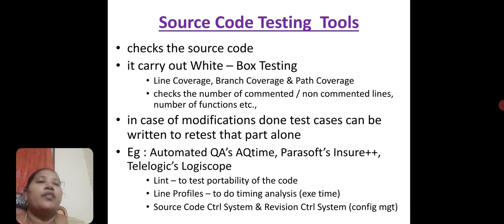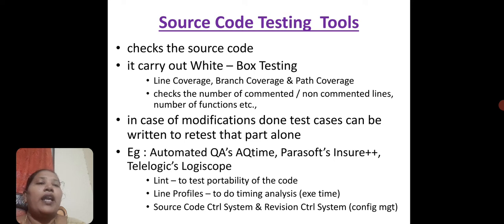The next category of testing tool is the source code testing tool. It is the opposite of your functional or regression testing tool. It will check the source code line by line. Therefore it carries out white box testing. If you are using a branch or any looping, it will check both conditions: if the condition is true, how it will travel, and if the condition is false, how that particular task will be carried out.